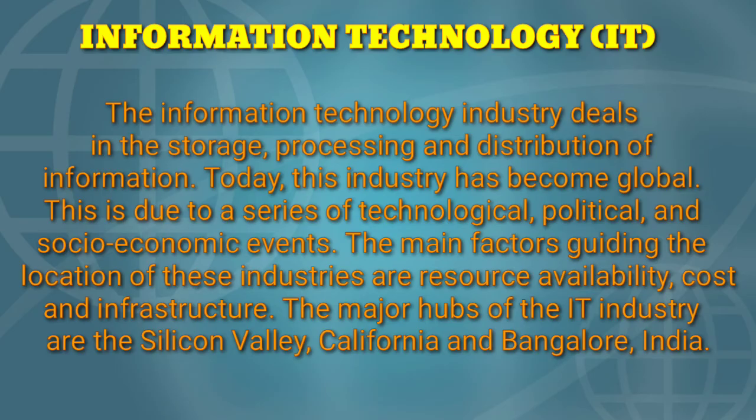Information technology or IT. The information technology industry deals in the storage, processing, and distribution of information. Today, this industry has become global. This is due to a series of technological, political, and socio-economic events. The main factors guiding the location of these industries are resource availability, cost, and infrastructure. The major hubs of the IT industry are the Silicon Valley, California, and Bangalore, India.